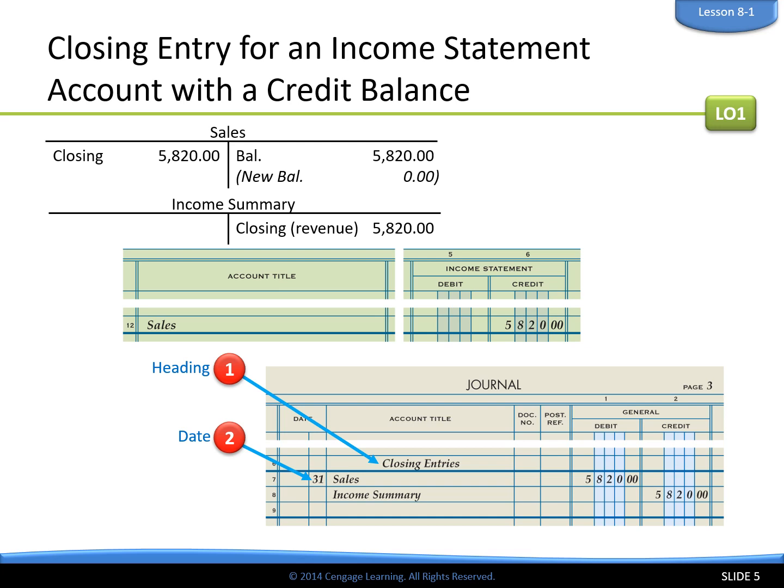This is exactly what you're going to do on the exercise. You'll put in closing entries, and then sales, debit, income summary, credit.